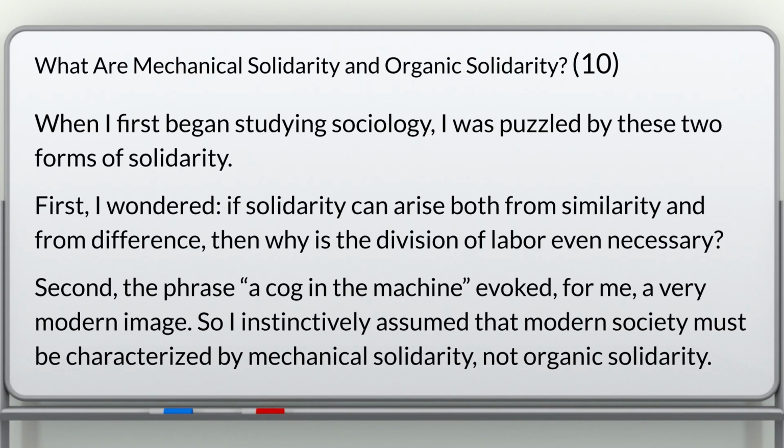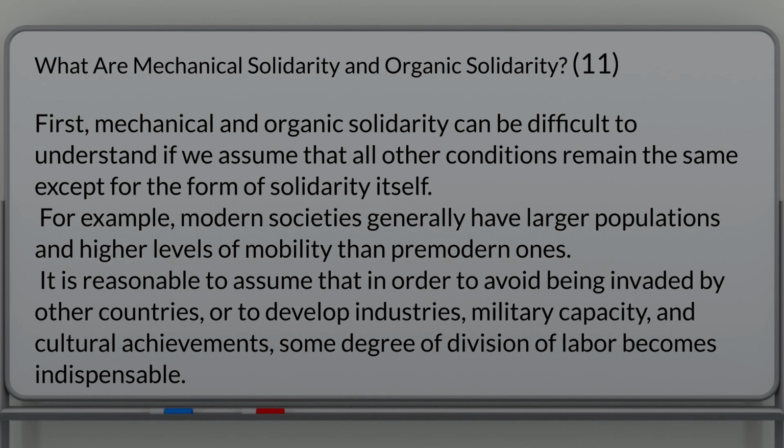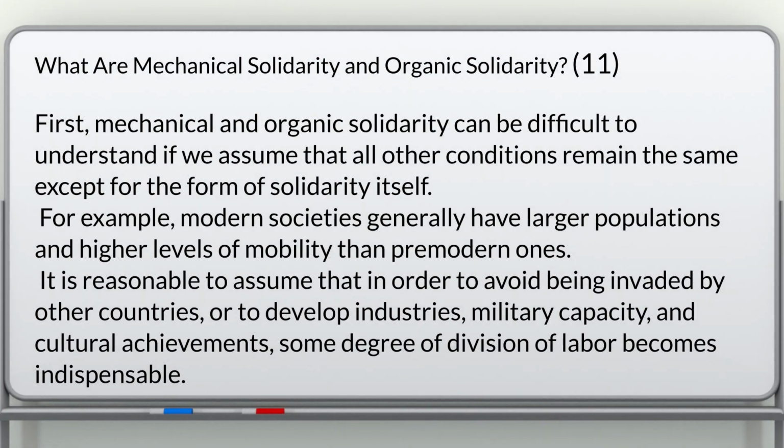Second, the phrase "a cog in the machine" evoked, for me, a very modern image. So I instinctively assumed that modern society must be characterized by mechanical solidarity, not organic solidarity. First, mechanical and organic solidarity can be difficult to understand if we assume that all other conditions remain the same except for the form of solidarity itself.